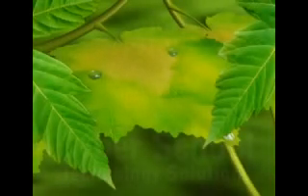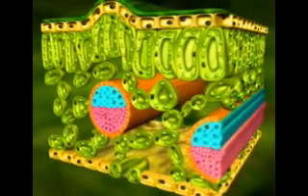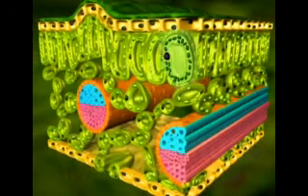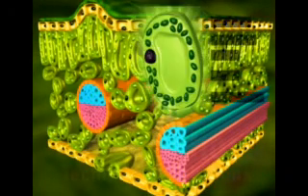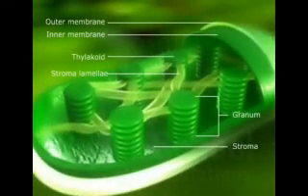Chloroplasts contain the green pigment chlorophyll and are the site of photosynthesis. Chlorophyll absorbs and transforms light energy to chemical energy used in the manufacture of sugars. The chloroplast is bound by a double membrane. The aqueous inside compartment is called the stroma and contains flattened, disc-like membranes called thylakoids. Each stack of thylakoids is called a granum.